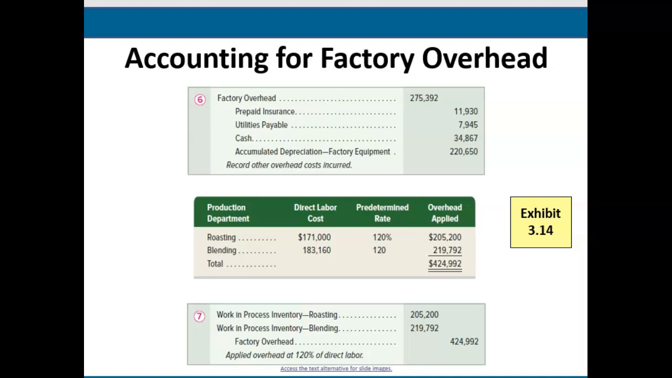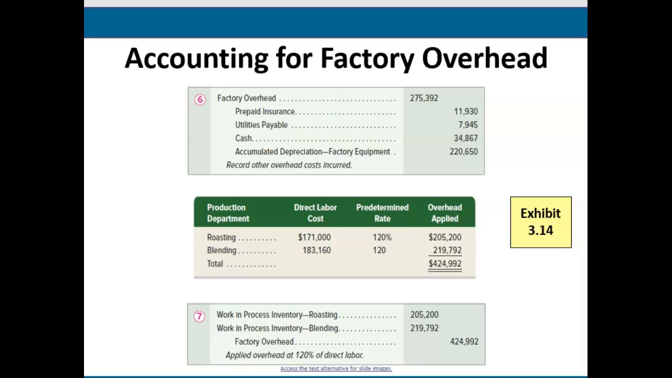Companies use a predetermined overhead rate to apply overhead. These rates are estimated at the beginning of a period and used to apply overhead during the period. This is important for process costing, where goods are transferred across departments before the entire production process is complete. Factory overhead is applied to processes using activity bases such as direct labor or machine hours.